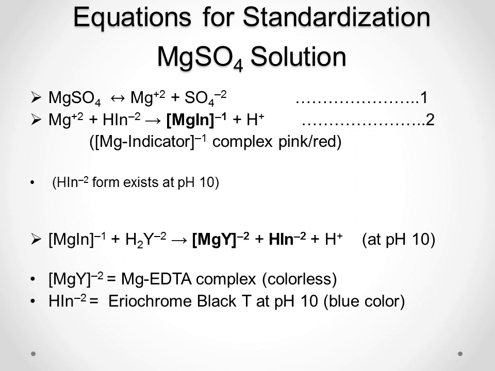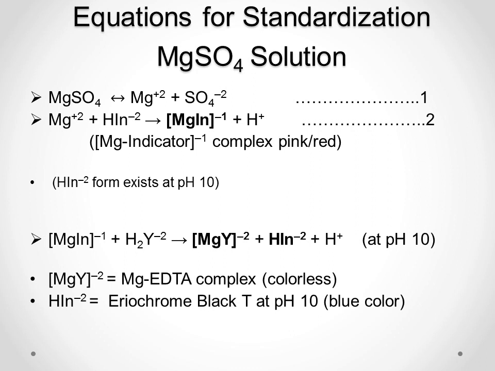HIN with minus 2 is the form that exists at pH 10. That is the protonated form that exists at pH 10. Magnesium indicator complex starts to break after the addition of EDTA. Here H2Y minus 2 is indicating the EDTA. When it is added in the conical flask, what happens? The magnesium indicator complex that is less stable starts to break down and magnesium EDTA complex that is stable starts to form.